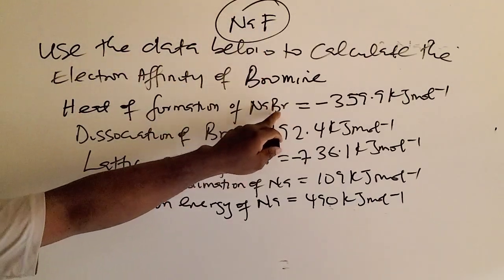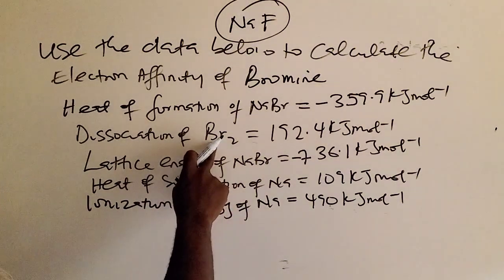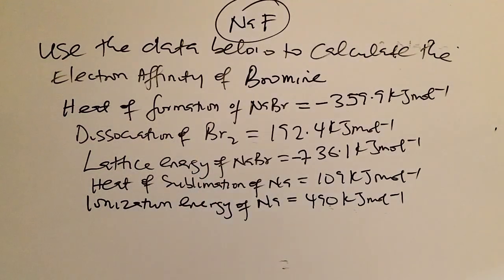So the heat of formation of sodium fluoride was given to you there, and that should be minus 569 kilojoule per mole. The next one should have been the heat of sublimation of sodium. That one is no problem. The third one is the dissociation energy of fluorine, F2. That one should be in that form in the equation, F2, not Br2. And then I think every other thing follows.